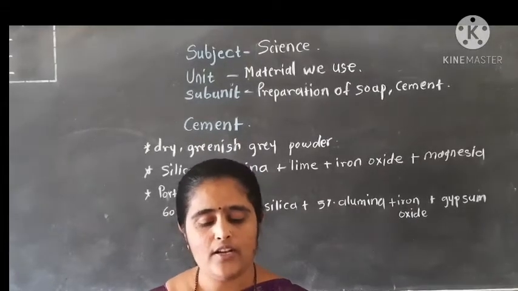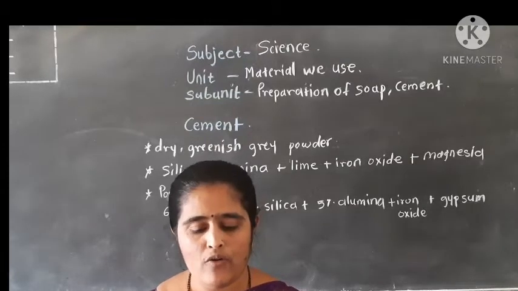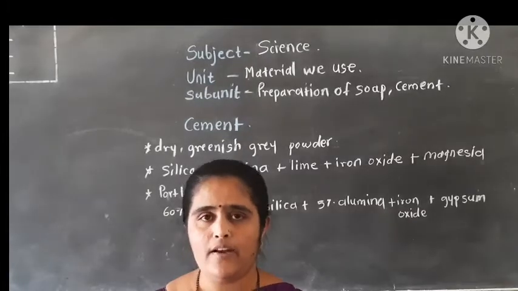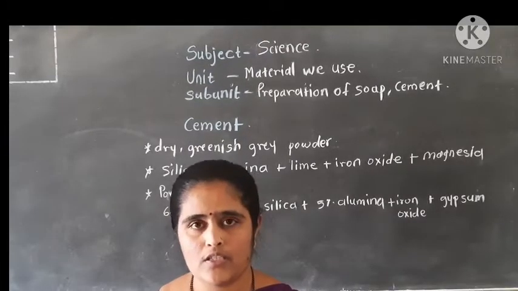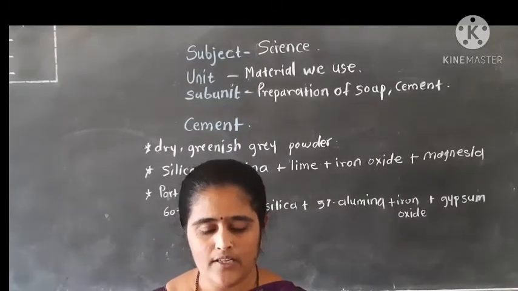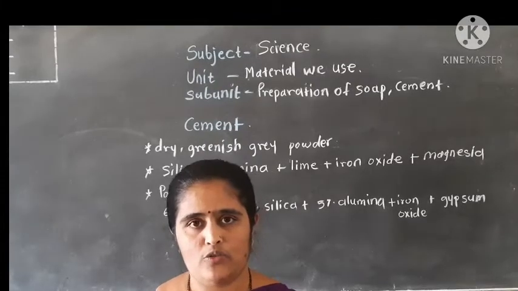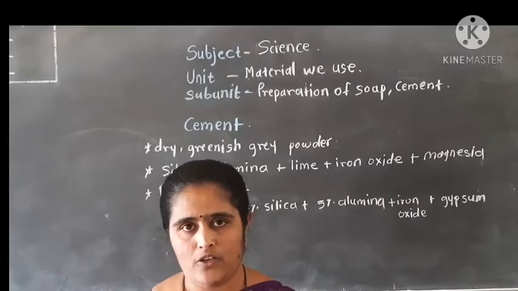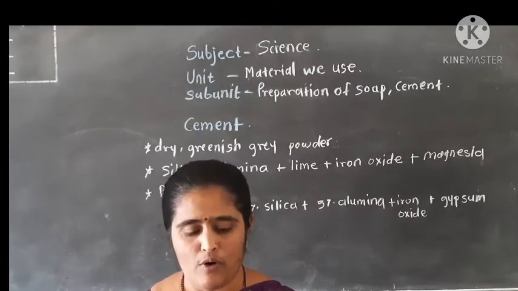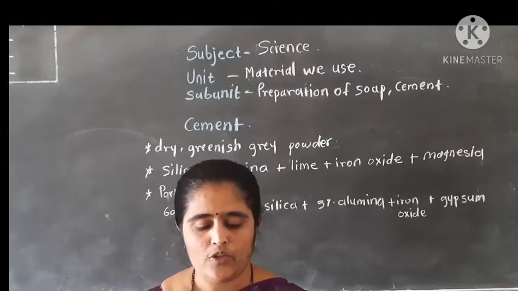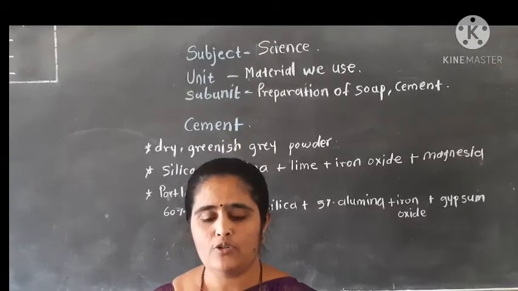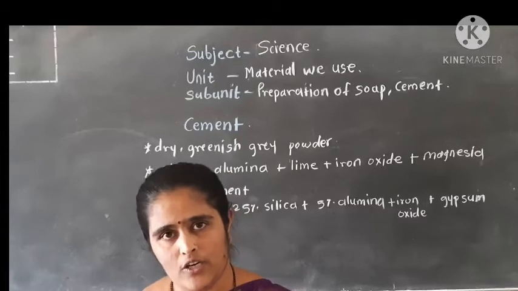Next, natural detergents do not have any harmful effect on the skin, but man-made detergents can harm our skin. Next point is, the natural detergents do not pollute our water bodies, but man-made detergents pollute our water bodies. For example, soap nut and soap pod. And man-made detergents include different kinds of synthetic detergent.